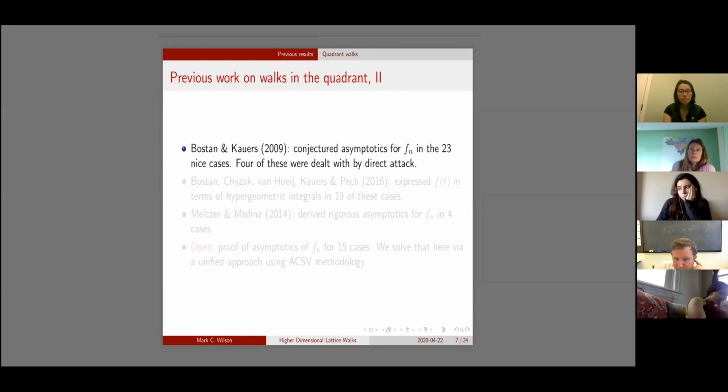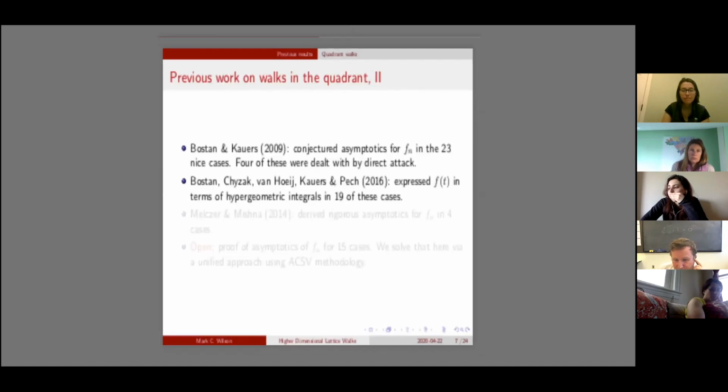So of those easy cases, there were 23, all of those cases had asymptotics conjectured based on clever computer algebra techniques and deep analysis of one variable generating functions. But they were not proved. 4 of them were dealt with. We'll see them at the end. So there's 19 left. Those were, the answers were expressed in some alternate form, but still not in a way that enabled us to actually solve the problem we're interested in.